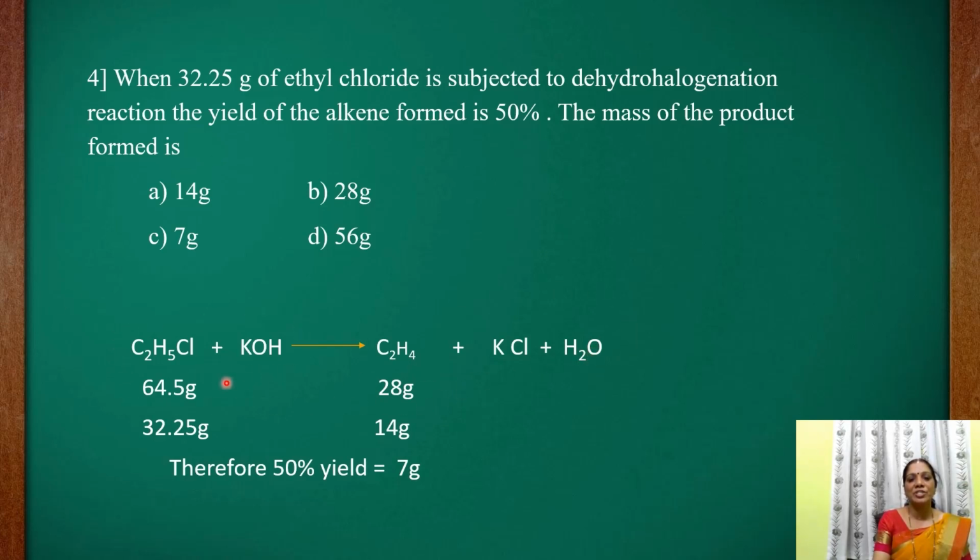Now the equation is completely a balanced equation. Just see, 2 carbons, here also 2 carbons, and hydrogens 5 plus 1, 6. Here it is also 4 plus 2 is 6. Now the equation is completely a balanced one. Now if you observe here, the molecular mass of this ethyl chloride: 2 carbons, 12 plus 12, 24 is the atomic mass of 2 carbons, and hydrogen 5, 29, plus 35.5. Chlorine atomic mass is 35.5. Altogether, we will get the molecular mass as 64.5 grams.